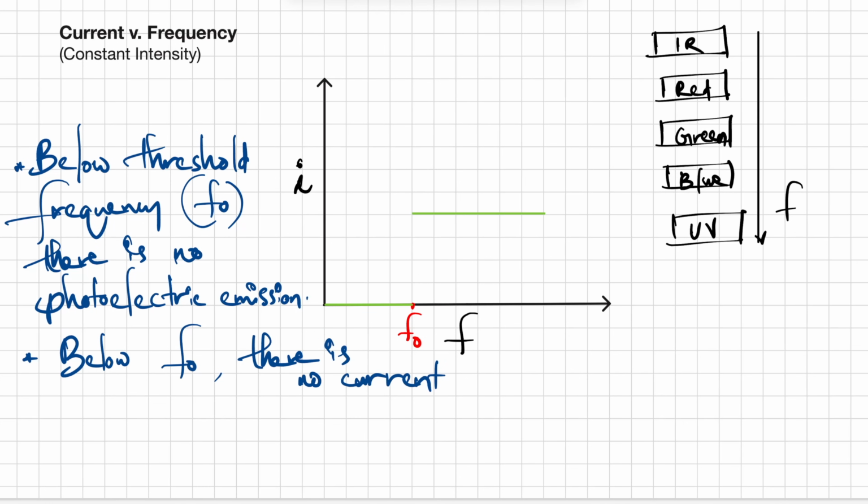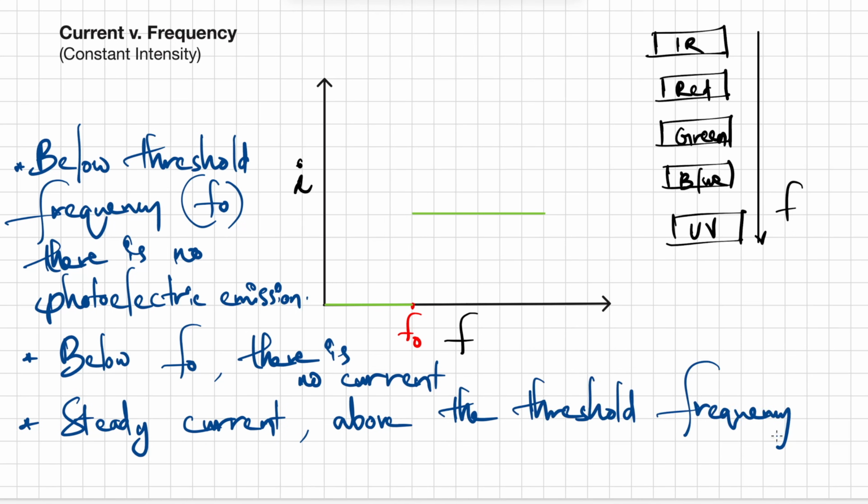Now, above threshold frequency, you can see a steady current in this region. As frequency is increasing, above threshold frequency, you can see a steady current, right? There is a particular value for the current. So, a steady current above the threshold frequency. That's the effect of frequency on the photoelectric effect. From the next two graphs, we're going to find the effect of intensity on photoelectric emission below the threshold frequency and above the threshold frequency.